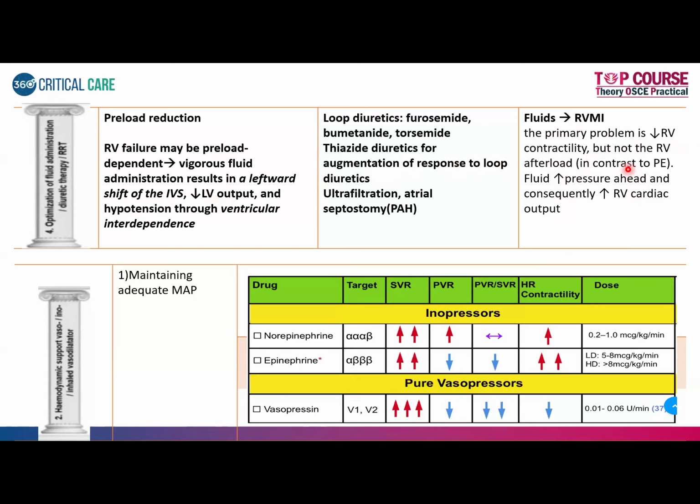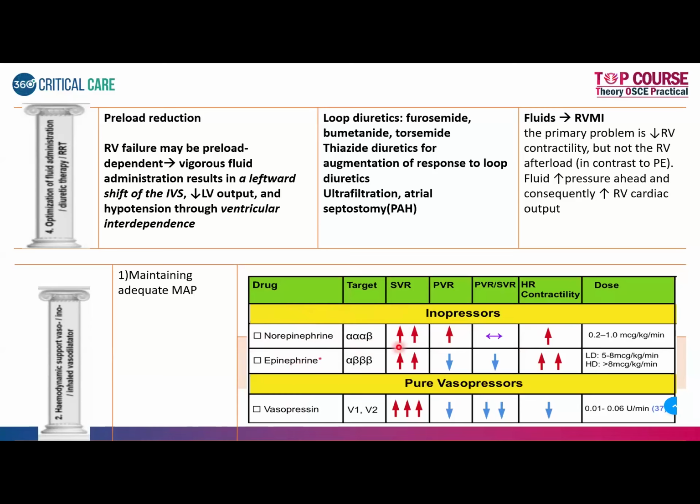Coming to the second point, which is hemodynamic support. Hemodynamic support means maintenance of the MAP by vasopressors. Norepinephrine, epinephrine, vasopressin, any one can be used. The vasopressor of choice for all such cases is mostly norepinephrine, which targets alpha 1 to 3, basically alpha and beta. Increase in the systemic vascular resistance. It increases the peripheral vascular resistance and increases the heart rate and contractility.